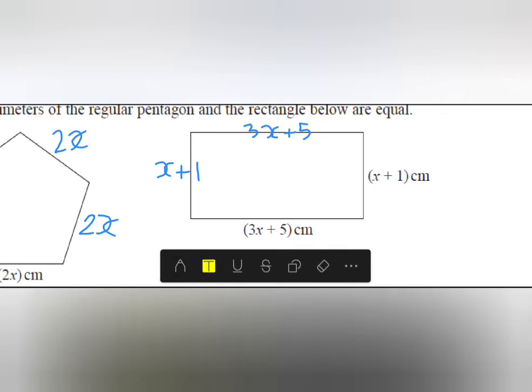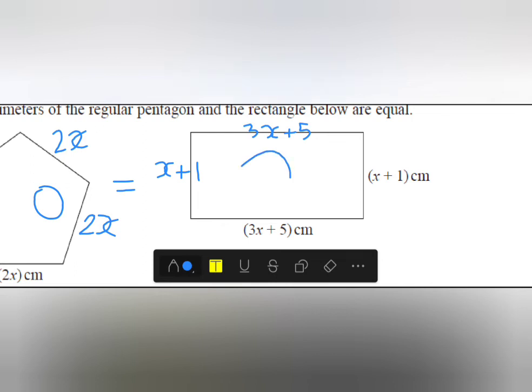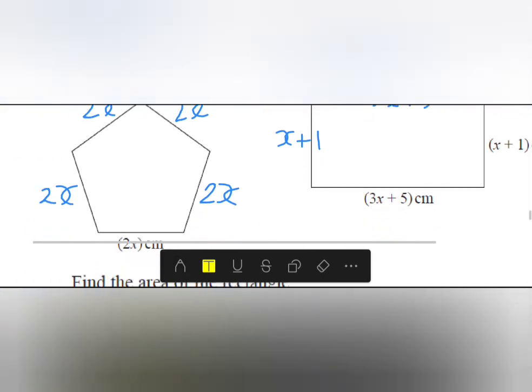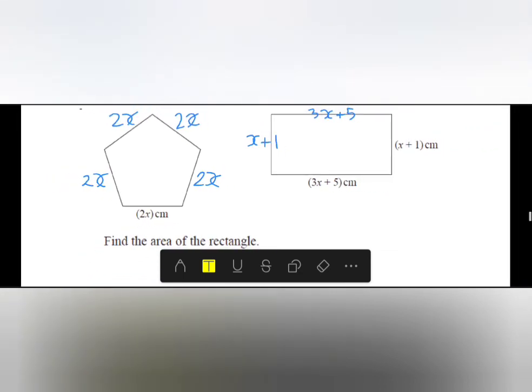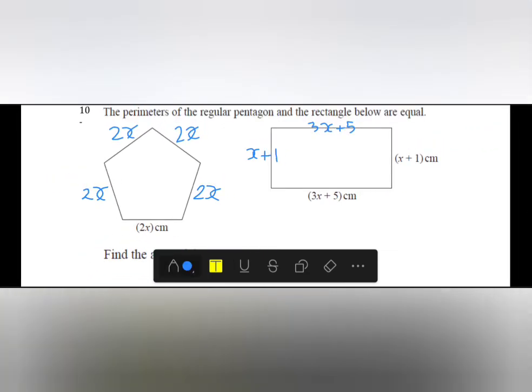Now, we will find the perimeter of the pentagon here, and then we will say it equals the perimeter of this shape. And then we will use this equation and try to find the value of x. Now let's do it together. First, we find the perimeter of the pentagon. Perimeter means what? Very good. Perimeter means adding all the sides together. So we have 5 sides of 2x.